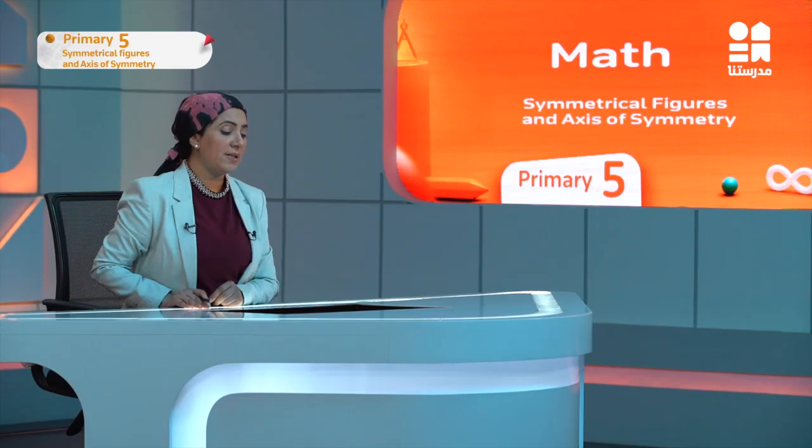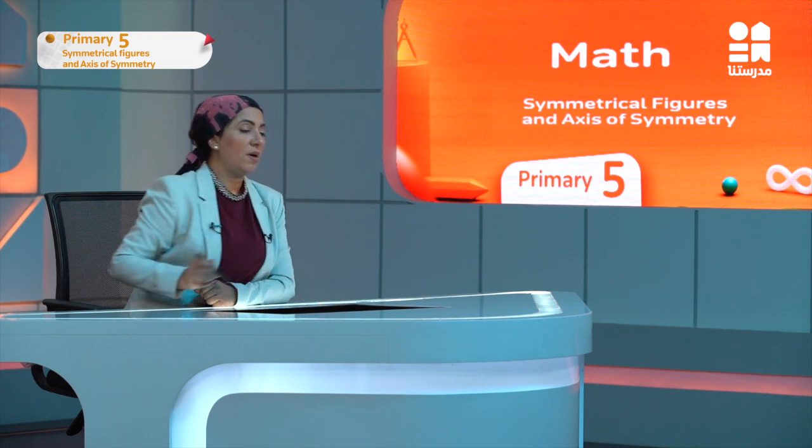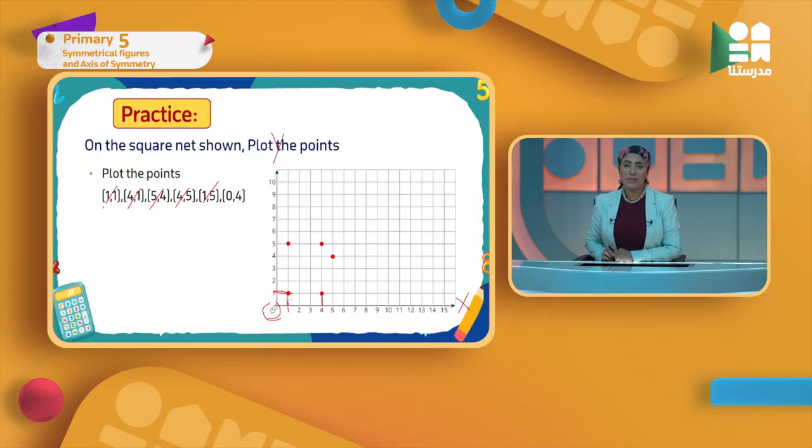Now the point 1 and 5. I will move 1 unit on the x-axis, then I will travel up 5 units on the y-axis. So this is going to be my point. Now the last one is the point 0 and 4. This means that I'm not going to move at all on the x-axis because I will be at 0, but I will travel up 4 units on the y-axis. So this is going to be my point.